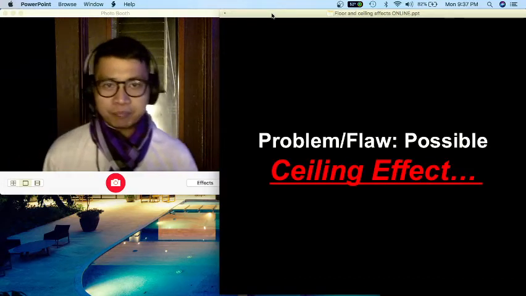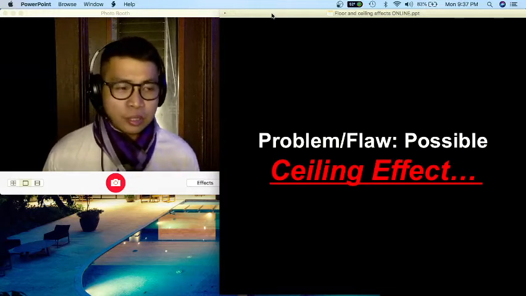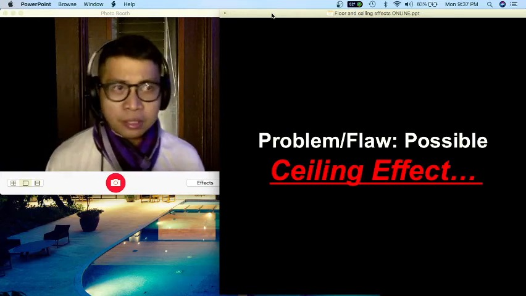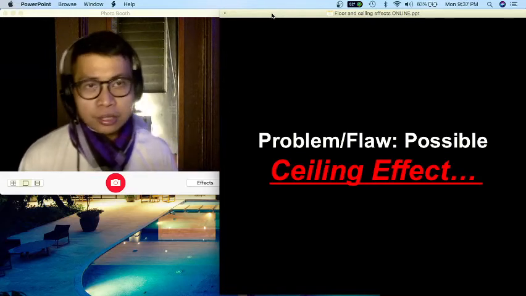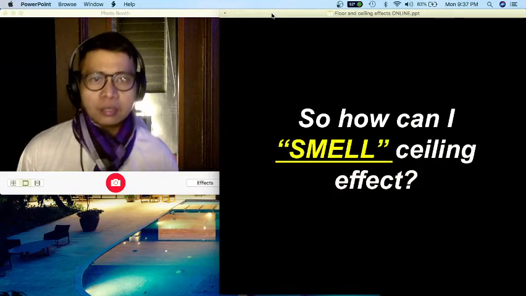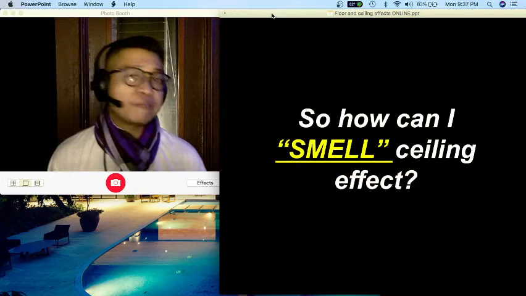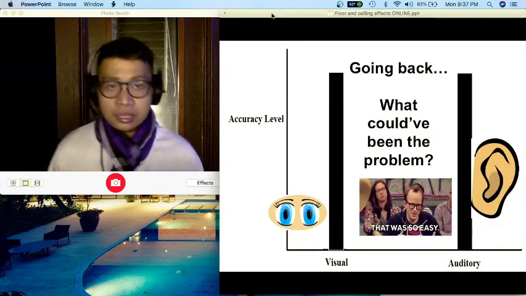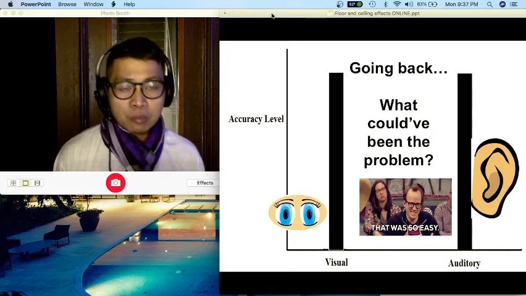Here's the thing. Posibleng meron naman talagang significant difference between auditory and visual information. Pwedeng meron naman talagang epekto yung modality sa memory recall, hindi lang lumabas. Bakit hindi lumabas? Meron kasing ceiling effect. In fact, paano mo ba maaamoy sa isang experiment na meron ngang ceiling effect? Saan ka dapat magduda? Well, if you look at the data, dito pa lang dapat nagduda ka na.